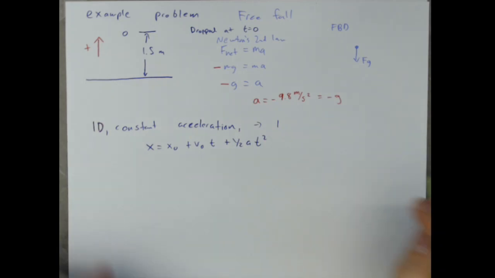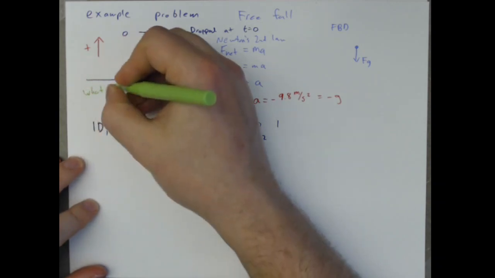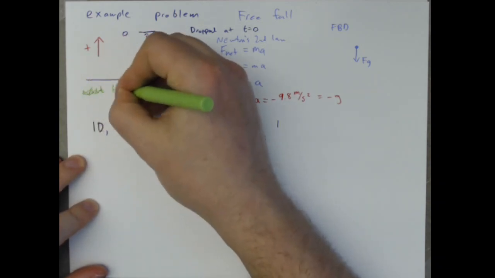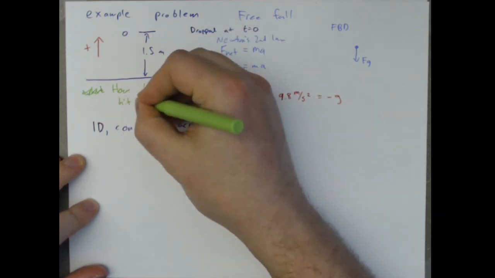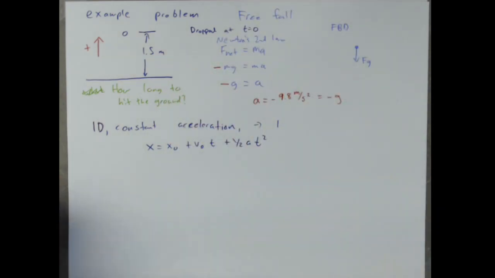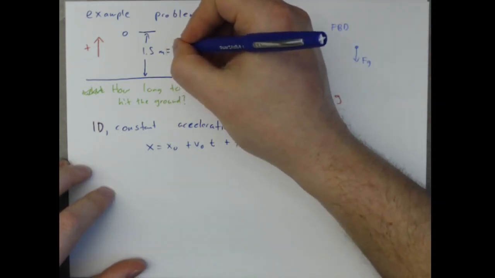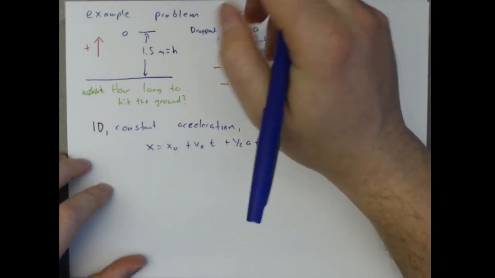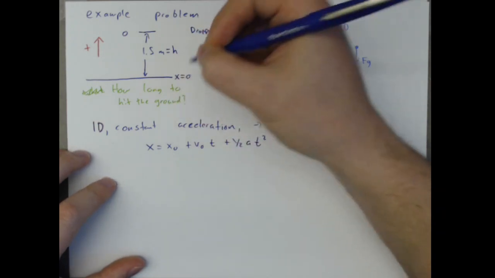Now that I've gotten this far, I realize I forgot to ask the question: how long does it take to hit the ground? That's the question I'm being asked. So in this case, I'm going to say this 1.5 meters, I'm going to call it height. The other thing that I need to do in this problem is decide where my variables are equal to 0.